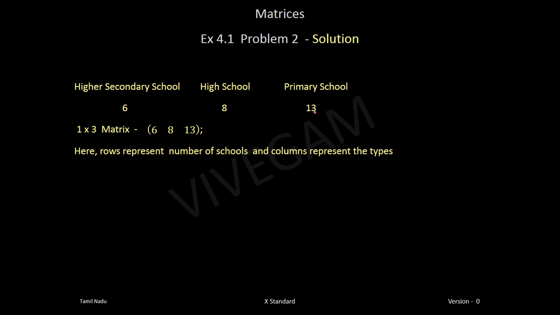So whichever way you define your rows and columns, you will be able to get the matrix. The same information can be depicted as a 1 by 3 matrix or a 3 by 1 matrix. In the 3 by 1 matrix, do you remember? The rows are representing the type of schools. So all you need to do is rotate this table 90 degrees in the anti-clockwise direction. So you will get the type of schools in the rows and you will get the numbers in the column.